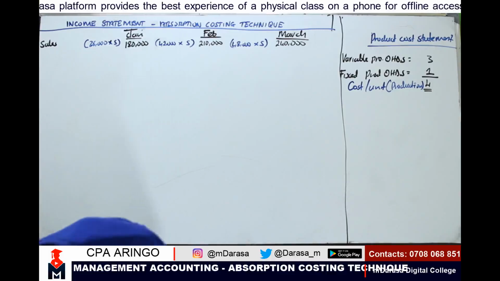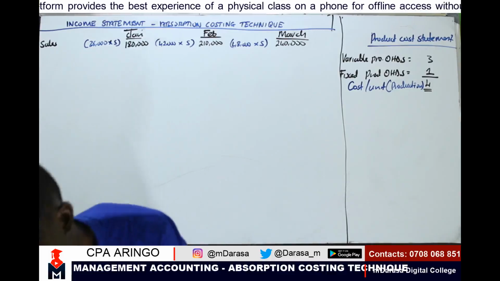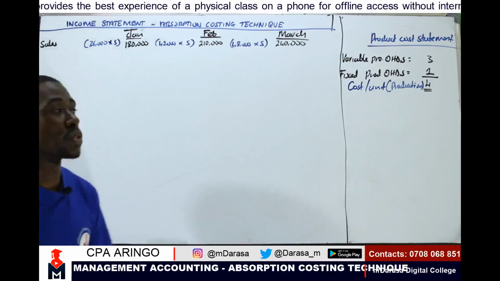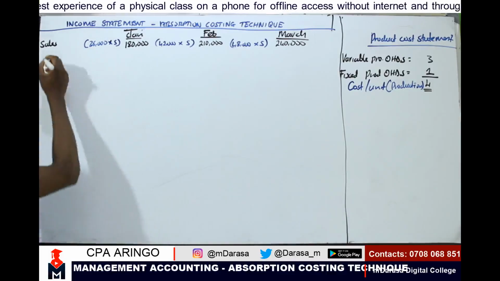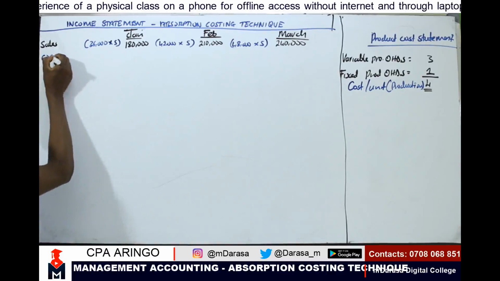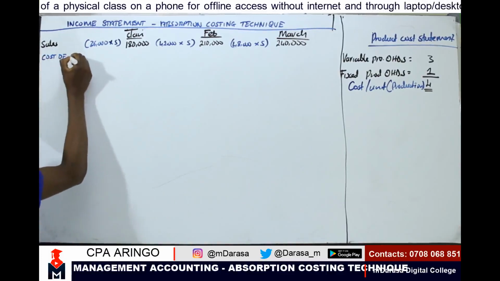So the next thing to do will be to take care of what? The next thing to consider is our cost of sales.